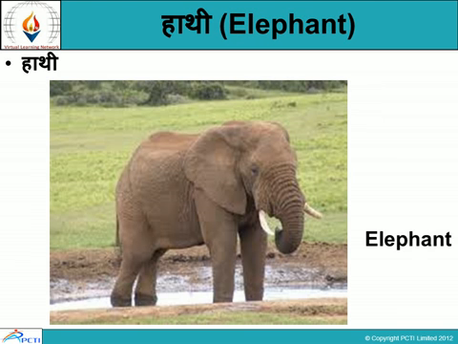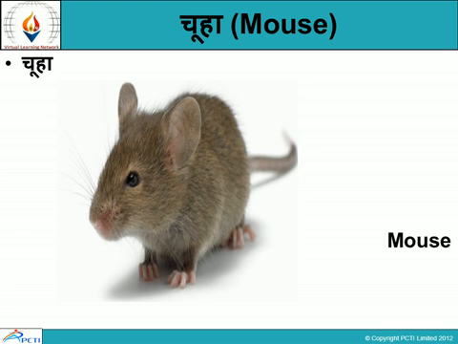This is the largest land animal, huge land animal, found usually in forest, very heavy body with 4 legs and 1 trunk, and the whole body is too huge. It is called elephant. In Hindi we call elephant as hathi. What do we call? Hathi.